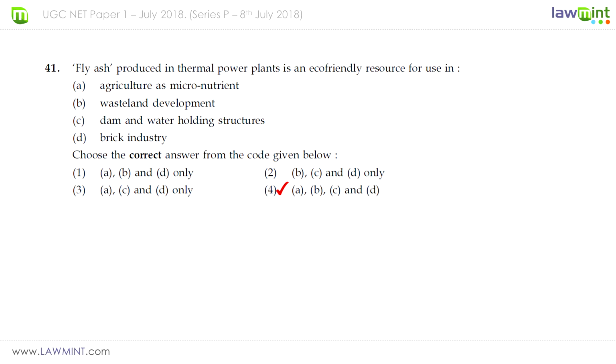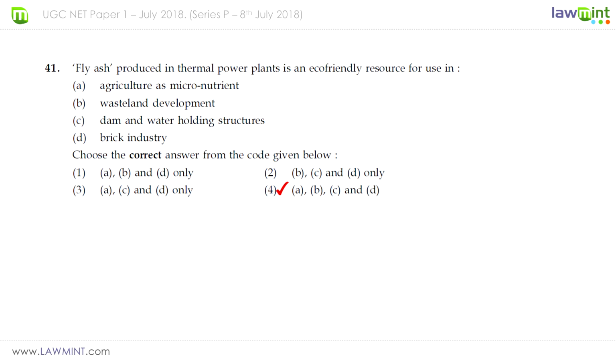Question number 41 talks about fly ash, which is produced in thermal power plants where coal is burnt. Now there are 4 uses which have been given and we have to identify which of them is not applicable. Fly ash has been used in agricultural fields as a micronutrient in a limited quantity because it has some elements which are beneficial to plants. Similarly, in wasteland development, yes, again it has been used as a filler or as a micronutrient, and so option B also is correct.